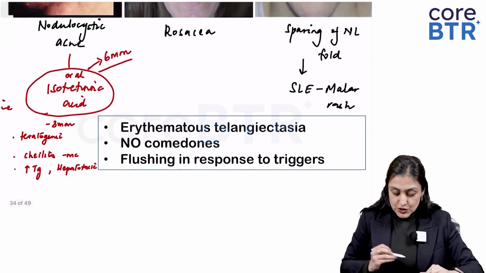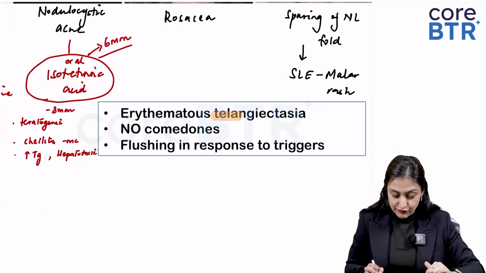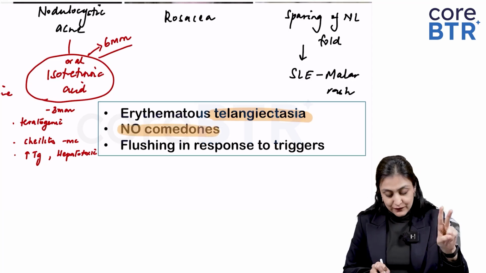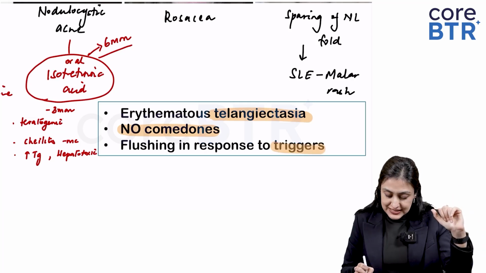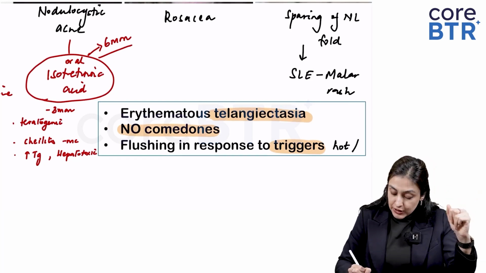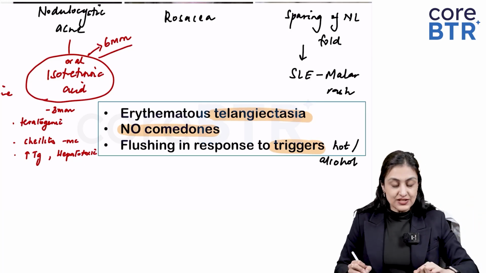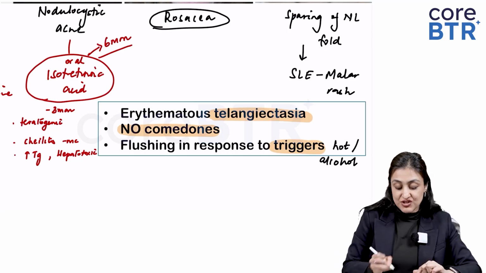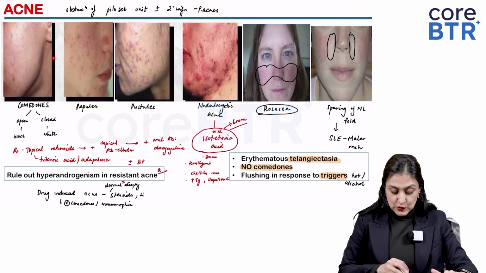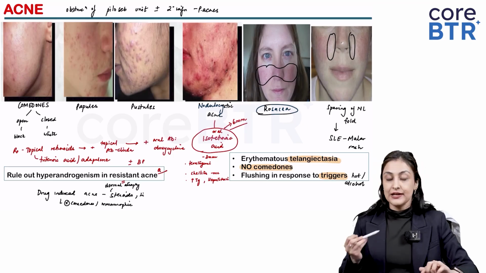What is rosacea? This is where you're going to have these papules, but there are going to be telangiectasias. So versus acne, rosacea is going to have telangiectasias. Rosacea will have no comedones. And you will see triggers such as hot, spicy food. You may have alcohol as a trigger, emotional disturbance as a trigger. So that's rosacea. And here also it's the sebaceous glands which come into play. So these are the stages. So this is acne, rosacea, malar rash, drug-induced acne, right?